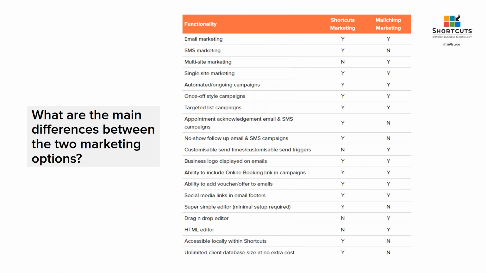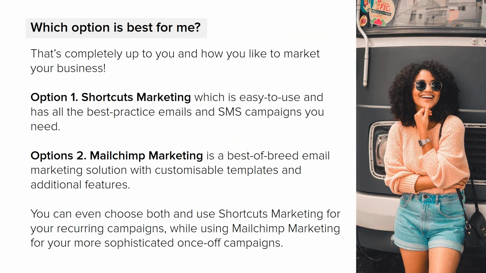The great thing is, though, you actually don't need to choose one or the other. You can choose both, and they work really well in conjunction with each other. So what option is best for me? It's completely up to you and how you want to market your business. The Shortcuts Marketing feature is easy to use and has best practice emails and SMSs, and Mailchimp is a best of breed email solution, fully customizable with additional features that you can upgrade your account with at any time.